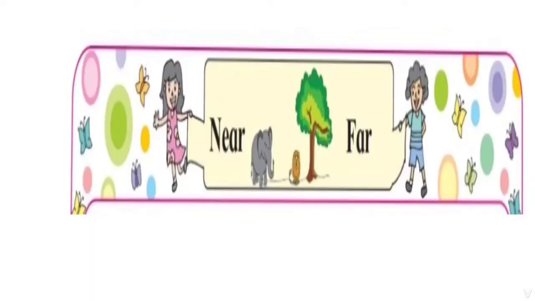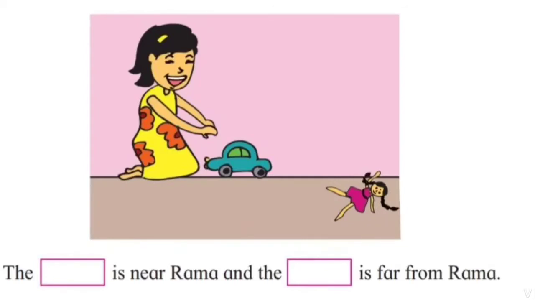So dear students, let's solve some examples of your textbook page number 70. So take out your textbook page number 70. Look at this picture. How many animals are there? There are 2 animals. One is elephant and second is lion. Which animal is near? Elephant is near and lion is far. Near, far. Understood? Very good.